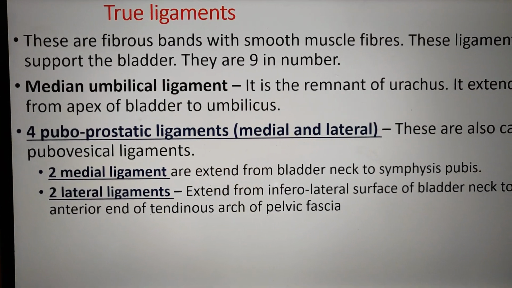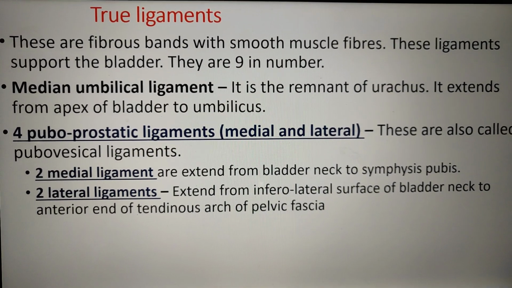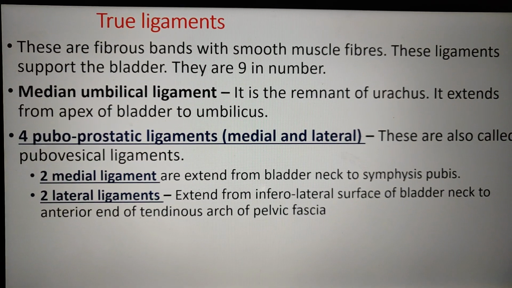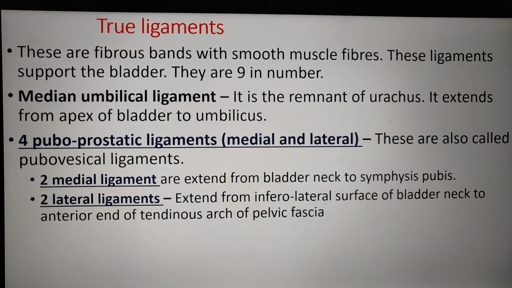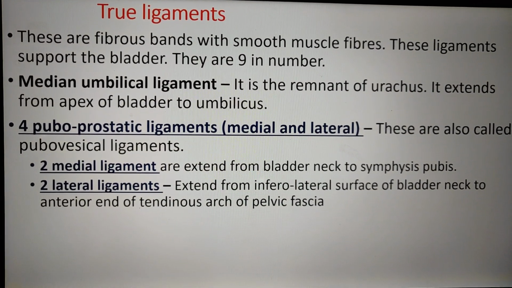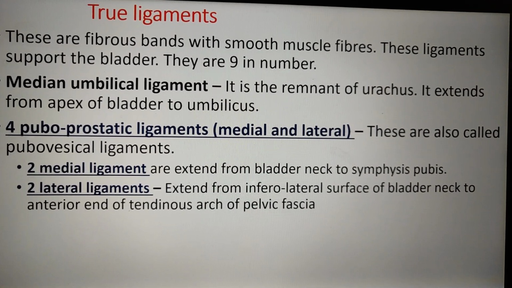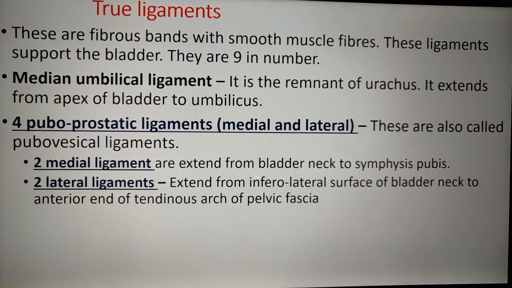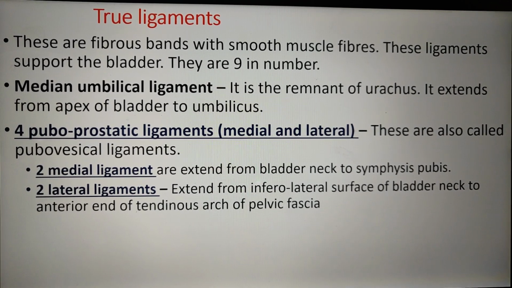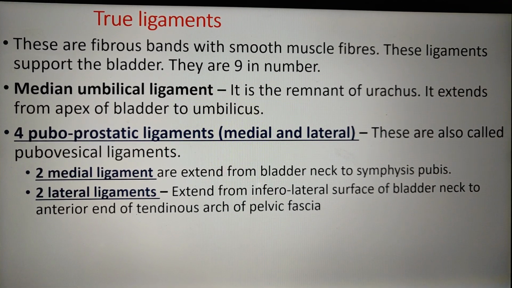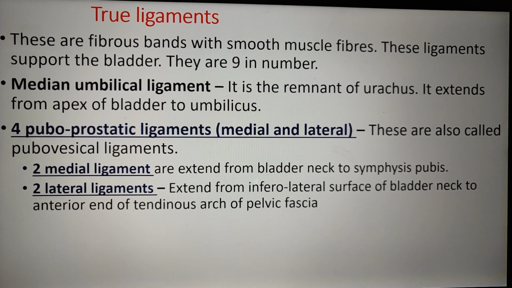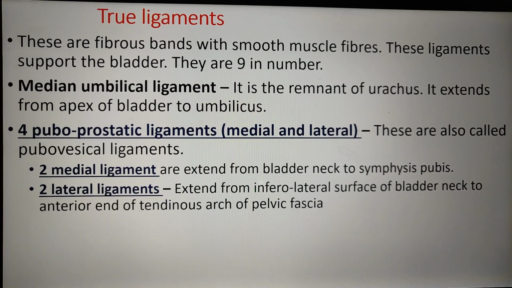The true ligaments are 9 in number. These are fibrous bands with smooth muscle fibers. These ligaments support the bladder. The first ligament is unpaired: the median umbilical ligament. It is a remnant of the urachus and extends from the apex of the bladder to the umbilicus.